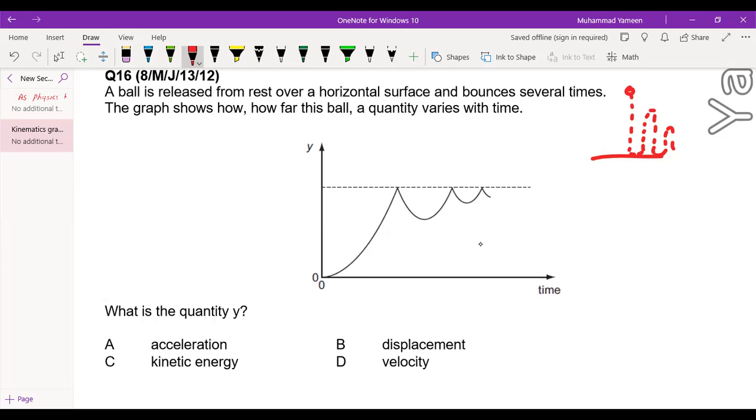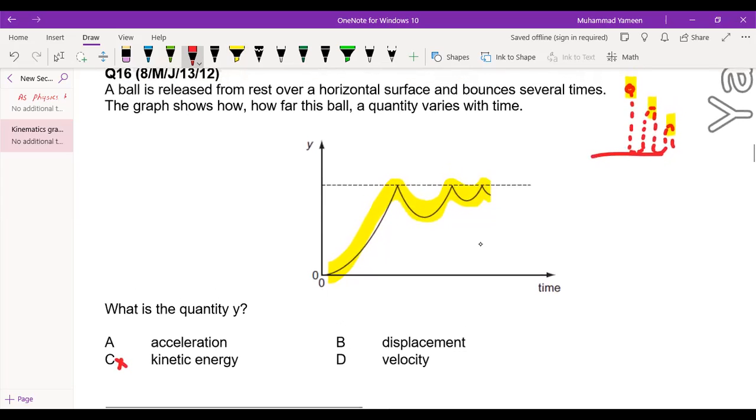Kinetic energy of the ball should be 0 at the start, and it should be again 0 after the first bounce, then it should be 0 after the second bounce. So the kinetic energy should touch the 0 value multiple times, but over here you can see it is not becoming 0 after t equal to 0. So that's why it can't be a kinetic energy graph.